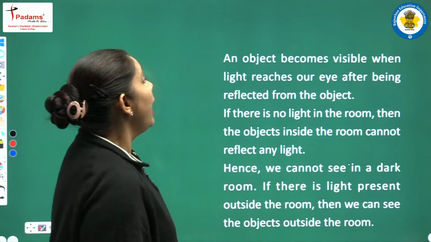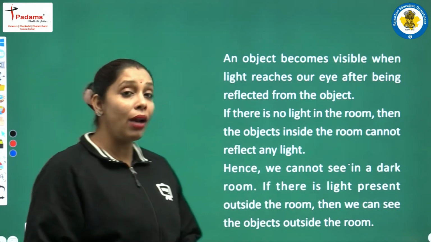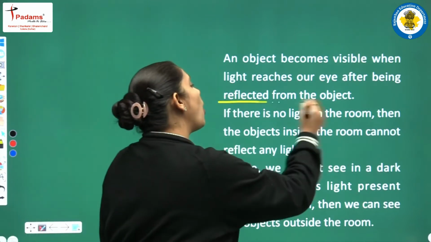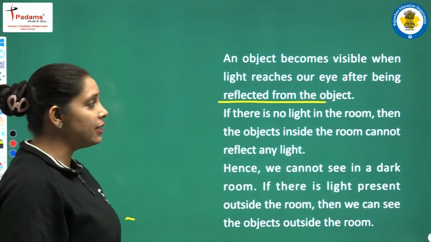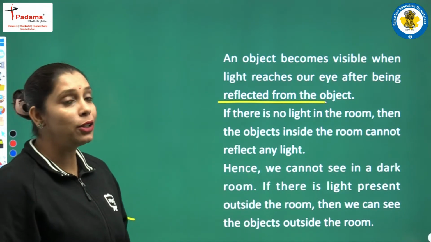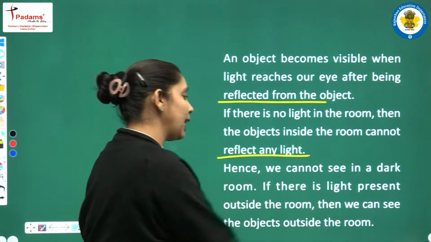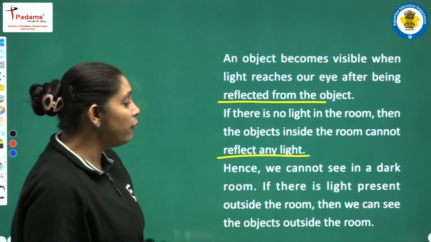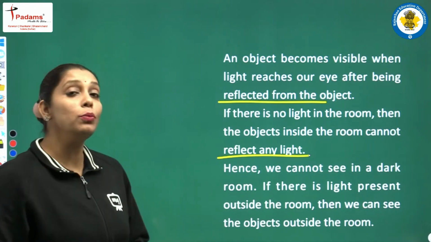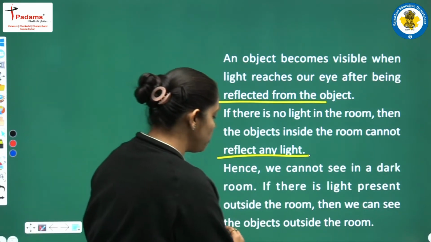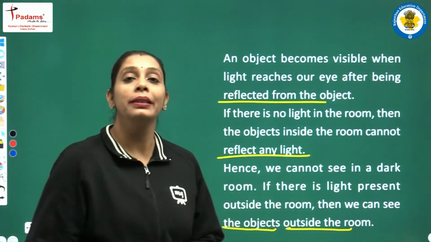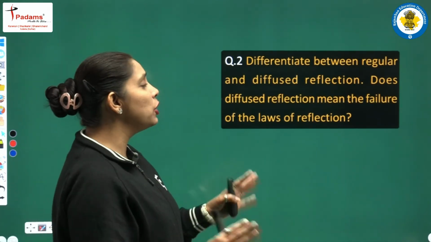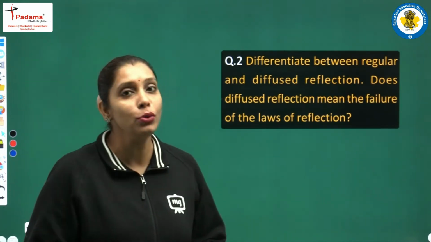An object becomes visible when light reaches our eyes after being reflected from the object. If there is no light in the room, then the object inside the room cannot reflect any light. Hence, we cannot see in a dark room. If there is light present outside the room, then we can see the objects outside the room. Is it clear everyone?